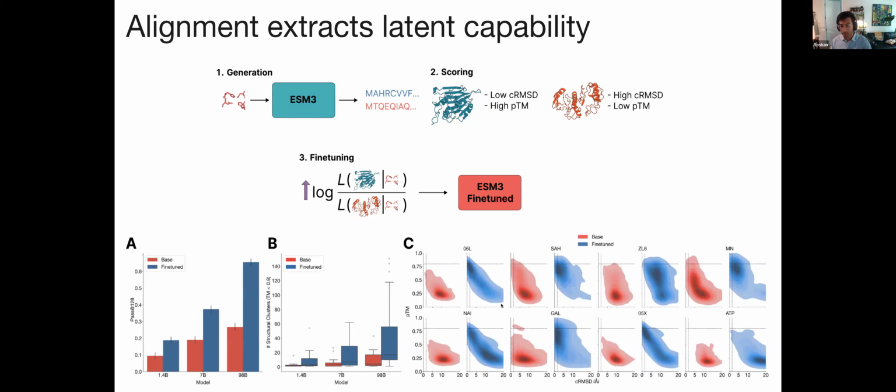And if we look at the overall distribution on a per prompt basis, where each ligand annotation here is describing a prompt, there's a table in the supplement that tells you exactly what the prompt is for each of these. It's showing the distribution of generations and how it shifts between the base model, which generally has relatively high constraint site RMSD and relatively low predicted TM score, and the fine-tuned model, which usually has much, much lower RMSD and much, much higher PTM.